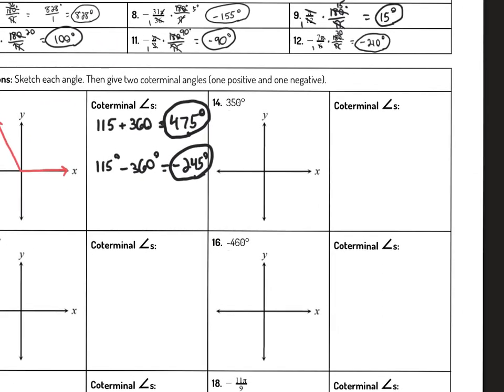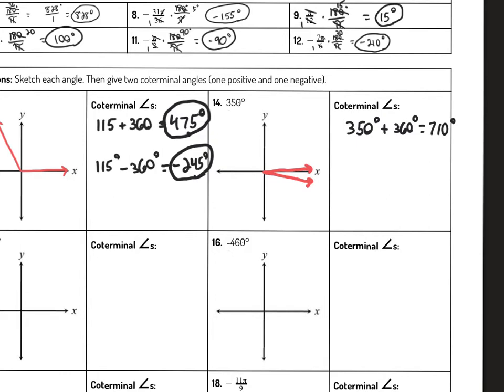350 degrees. That is almost 360 degrees. So there's our initial side, and going almost all the way around, but just staying 10 degrees short of being completely around would be 350 degrees. So coterminal angles, 350 degrees plus 360 degrees is 710 degrees.